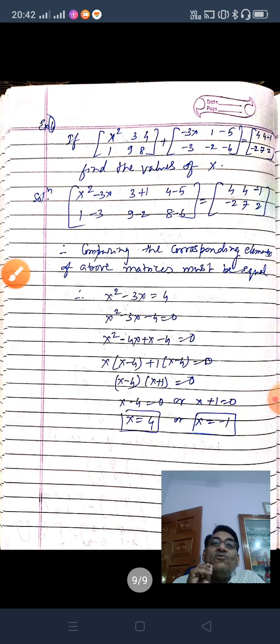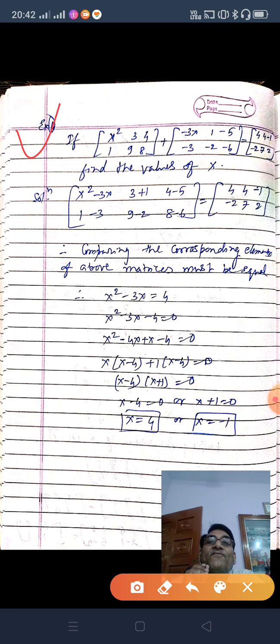One more similar question is here. If the first matrix x square plus 3, 4, x square, 3, 4 and 1, 9, 8 plus minus 3x, 1, minus 5, 3, minus 3, minus 2, minus 6, is equal to 4, 4, 1, minus 2, 7, 2. Find the value of x. Here there is one unknown term, x. So you see these two matrices are added.